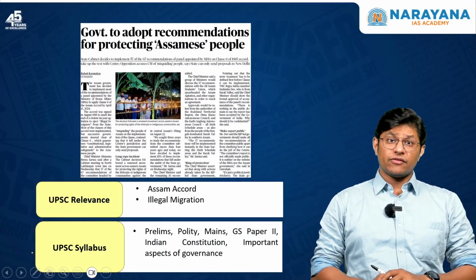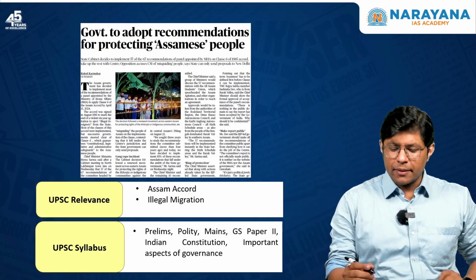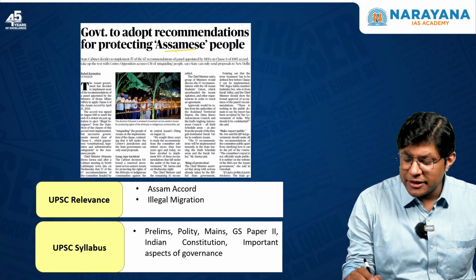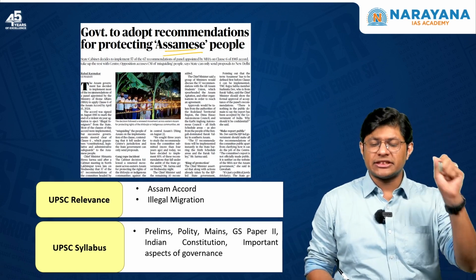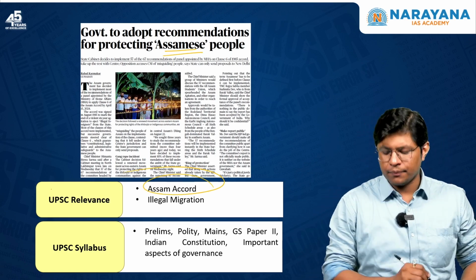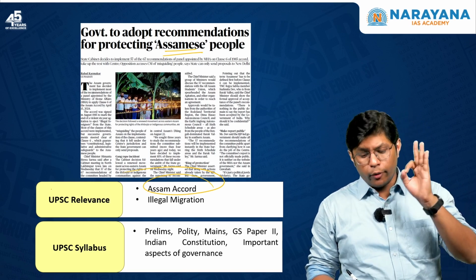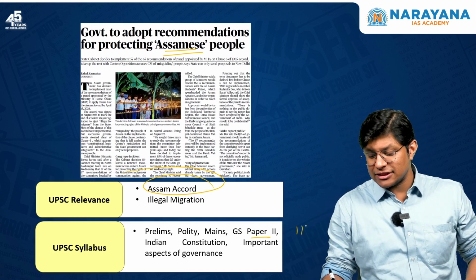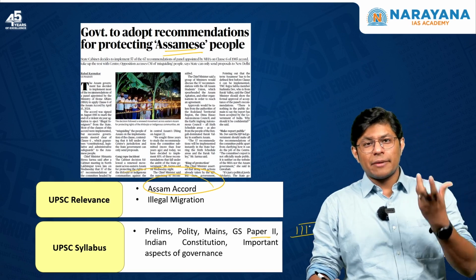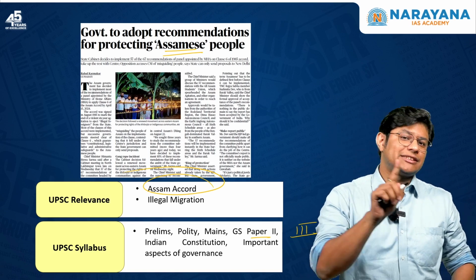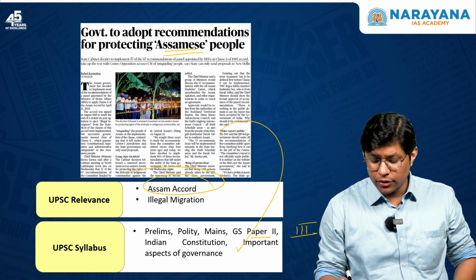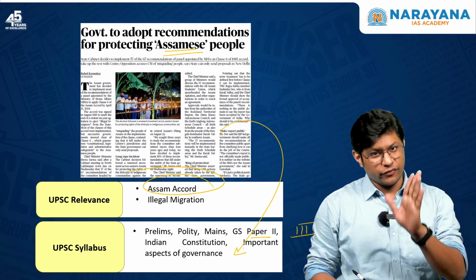Students, the title of the next topic is Government to Adopt Recommendations for Protecting Assamese People. Now, in this article, it is very important to understand what the Assam Accord is. This topic is important from a GS2 as well as GS3 perspective. The Assam Accord is something that we study as a part of internal security. But this topic is related to the governance aspect. So, we'll understand one by one.